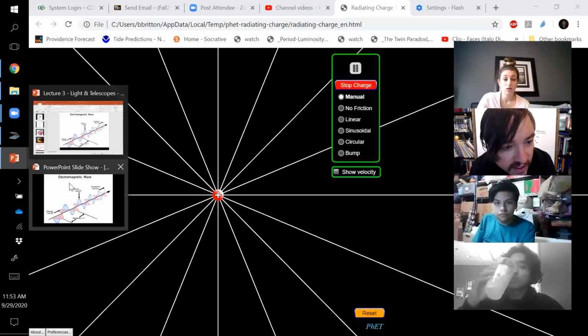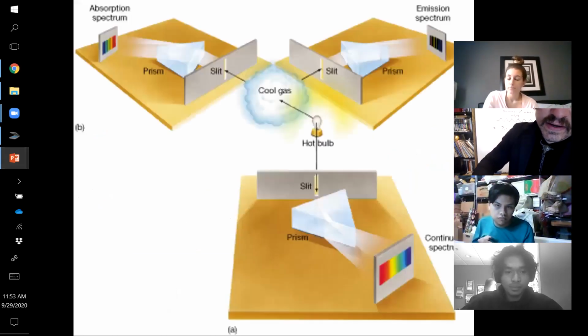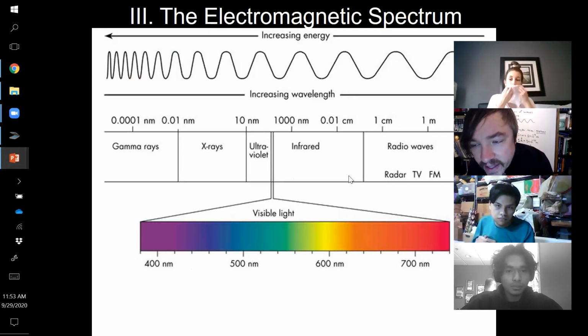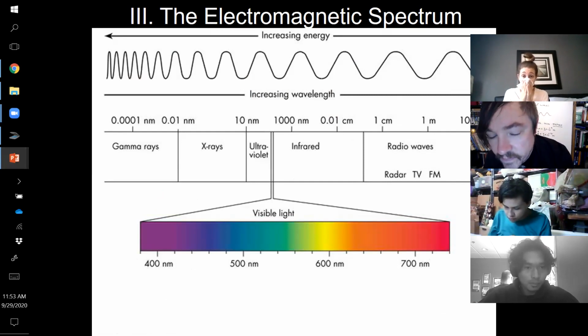I'd like to introduce you guys to a friend of mine. The friend of mine is known as the electromagnetic spectrum. I think it's slide 68 or somewhere around here. There we go. The electromagnetic spectrum is the totality of all the types of light that are known to nature.